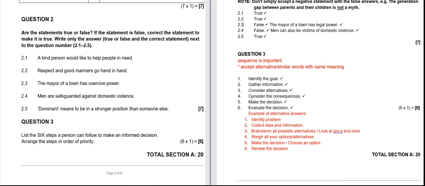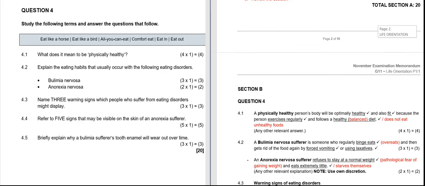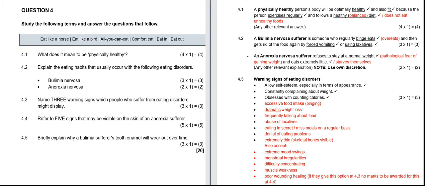So we see that this is the end of our section A with a total of 20 marks. So we go to the next part of our question paper, that is now question 4. Question 4, we have 4.1. What does it mean to be physically healthy? In terms of the possible answers, we have them as highlighted.